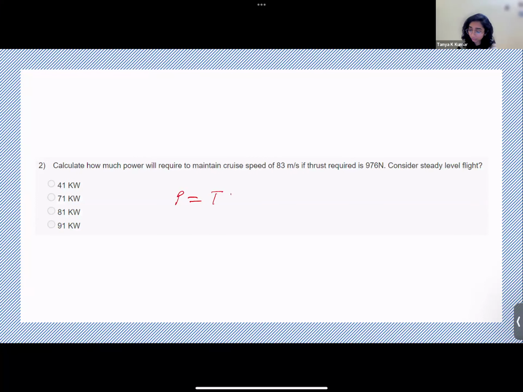Thrust required times velocity. Thrust required is 976, velocity is 83. Multiply this and you will get 81, right? So that is this one. Correct? Yes.